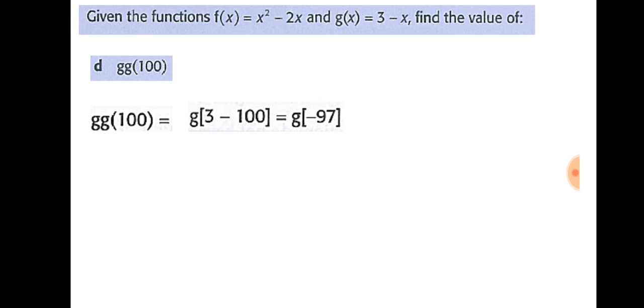G of 100. You can write this as g of, instead of g of 100, we take x as 100 in function g of x. So we get 3 minus 100. So g of 3 minus 100 is equal to g of minus 97. Now we take x as minus 97 and put it in the function g of x. So we get 100.